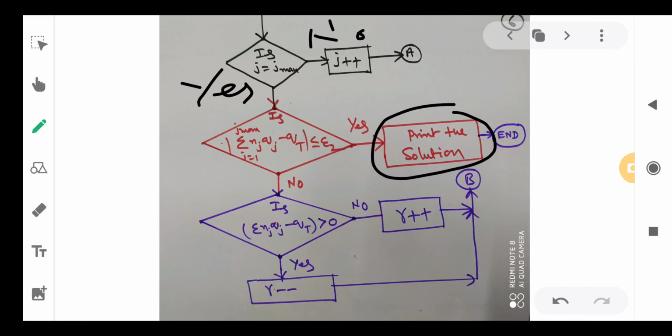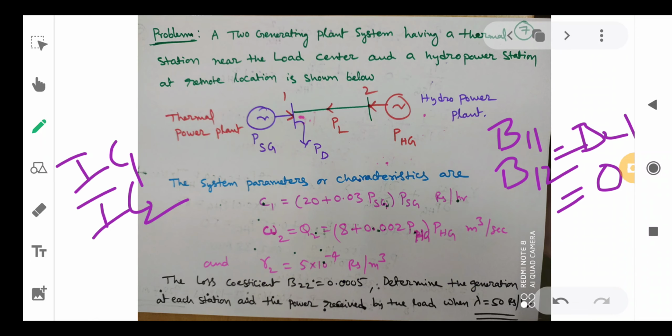So this flow chart describes the computer solution. You can also take one problem and write the program by using this flow chart. You can write the program and test the results. Now let us consider one problem.